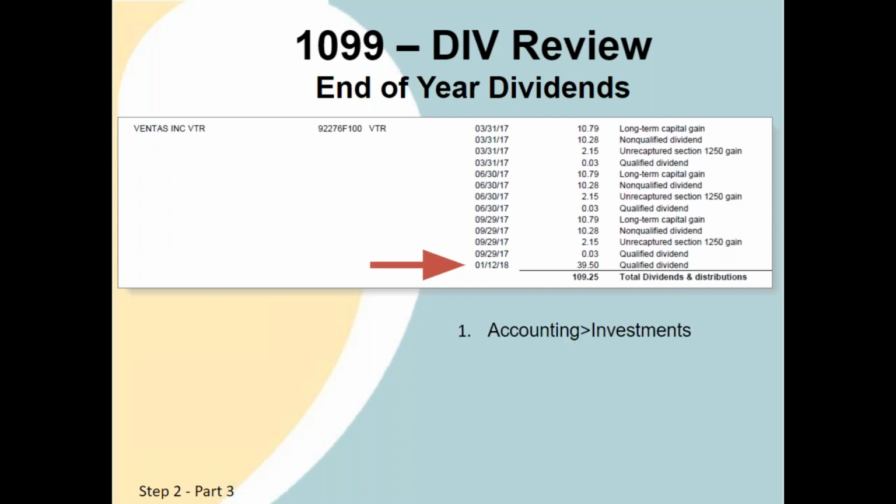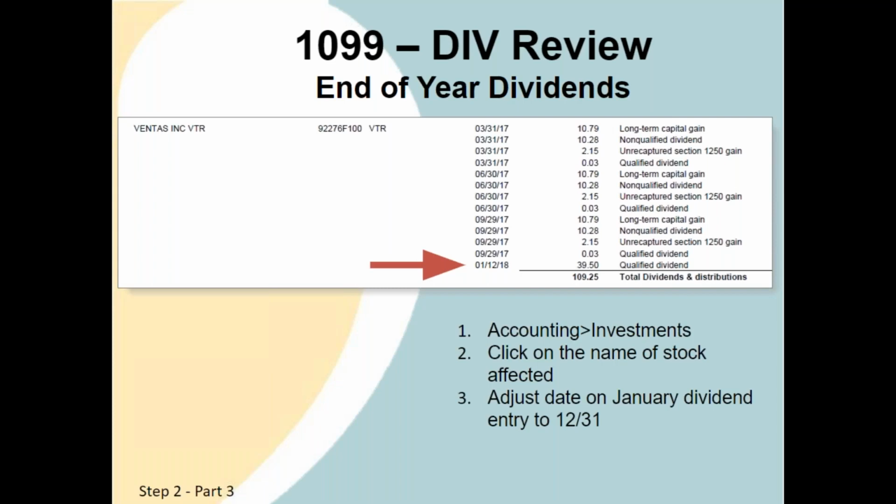Leave the tax program and go to the accounting investments. Click on the name of the stock paying the dividend. Select Edit next to the entry affected and change the date on it to December 31st of the reportable tax year. You can then return to step 2 of the tax prep process and continue. You should now see that the dividend is listed on the 1099 DIV review form and the totals for the company in question should agree with the 1099.